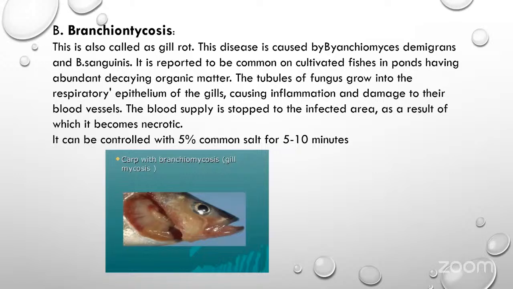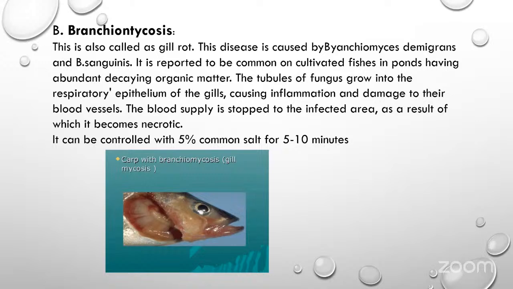Next is branchiomycosis. This is also called gill rot. This disease is caused by Branchiomyces demigrans and Branchiomyces sanguinis. It is reported to be common in cultivated fishes in ponds having abundant decaying organic matter.